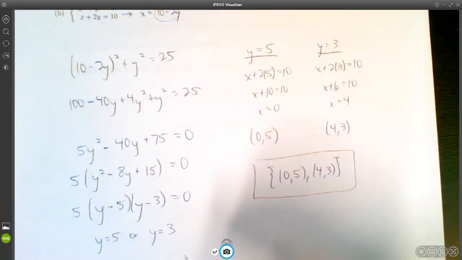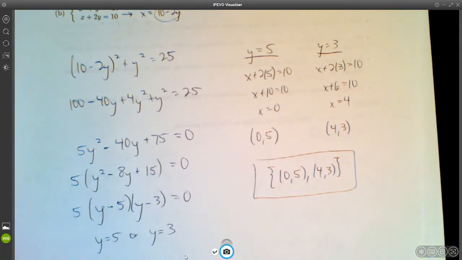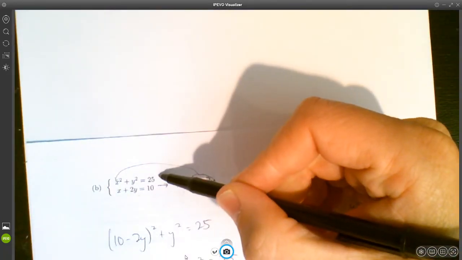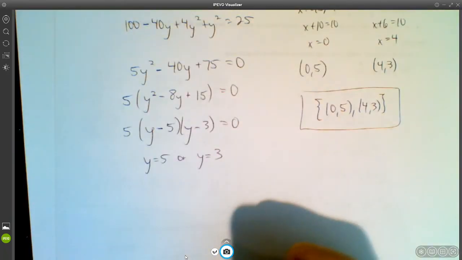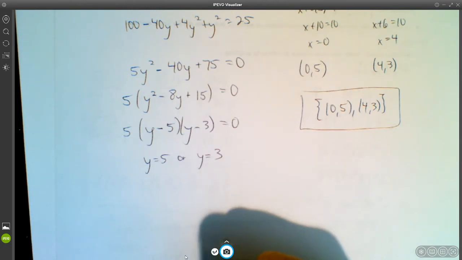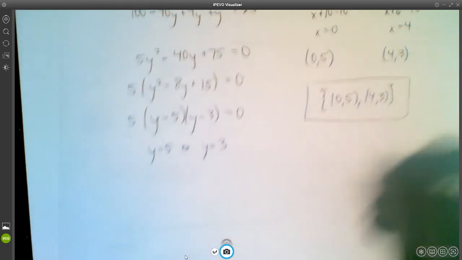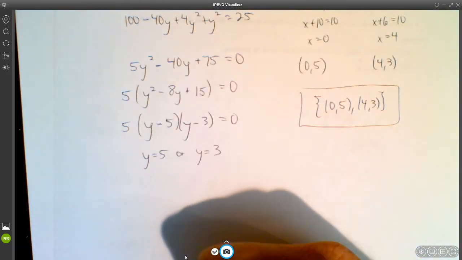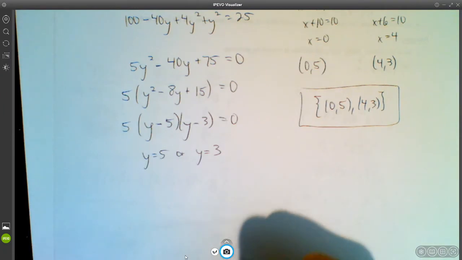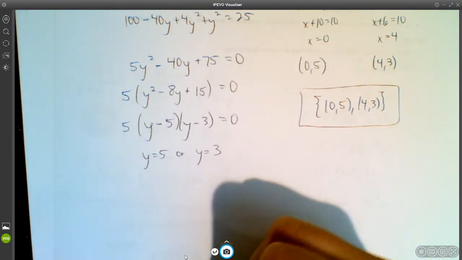Let's verify this by graphing. So the top equation is a circle centered at 0, 0 with radius 5. 1, 2, 3, 4, 5. And we can connect the dots. I should use a compass or something to get nice, perfect circles. Although that one wasn't terrible.